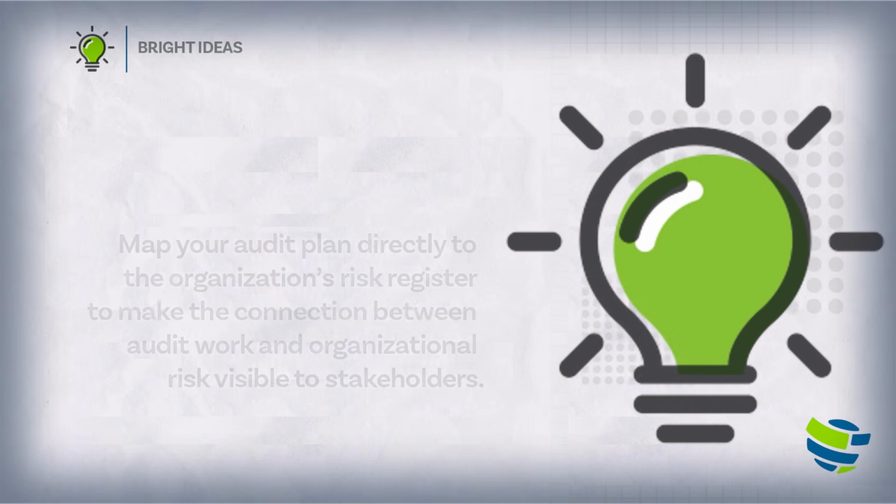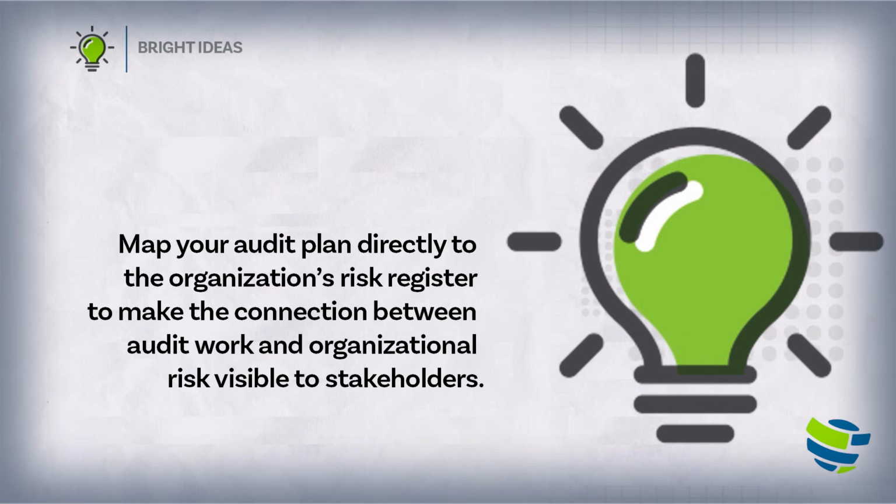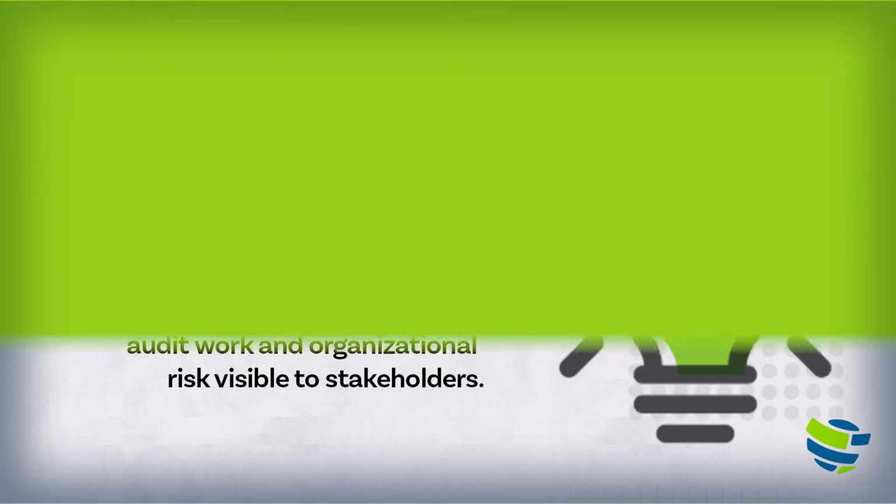Here's a bright idea. Map your audit plan directly to the organization's risk register to make the connection between audit work and organizational risk visible to stakeholders. When stakeholders can see that each audit engagement connects to a specific identified risk, it makes the value of internal audit much clearer. It also helps the chief audit executive explain to the board why certain areas were prioritized and others weren't. It transforms the audit plan from a list of projects into a strategic response to the organization's risk landscape.